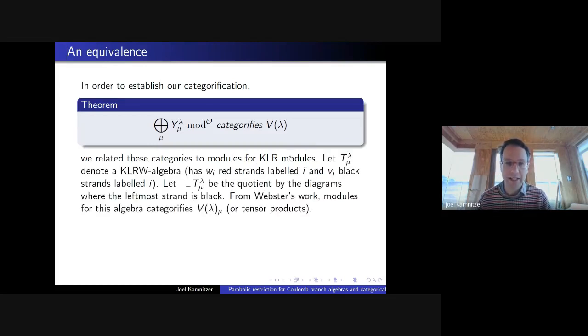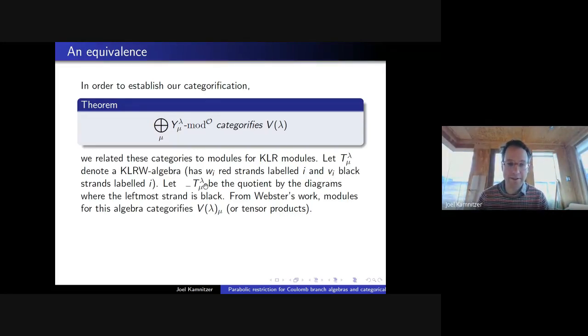Okay, and so I don't want to get so much into the details of these KLR algebras because it's a whole big topic, but just in case there's people in the audience who are already experts in these KLR algebras, or I call them KLRW algebras. W stands for Webster, or some people call them Webster tensor product algebras. So I consider these algebras where we have W_i red strands labeled i. So remember W_i was determined by this lambda. And V_i black strands labeled i. So remember V_i is determined by lambda minus mu.